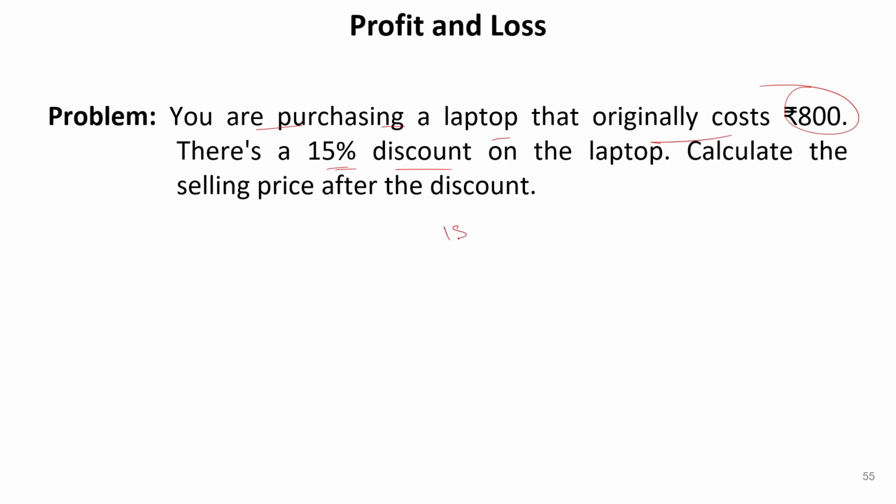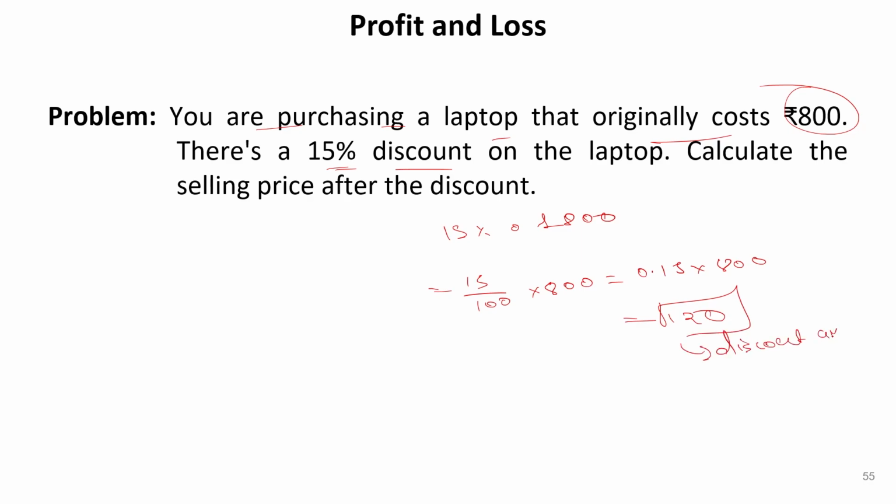So 15% of 800 is equal to what? 15 by 100 into 800. So this is equal to 0.15 into 800. So this will be equal to 120. So 120 will be the discount amount. So the final selling price is equal to the actual amount, that is 800 minus discount amount 120. So this is equal to 680, right? So 680 is the correct answer.